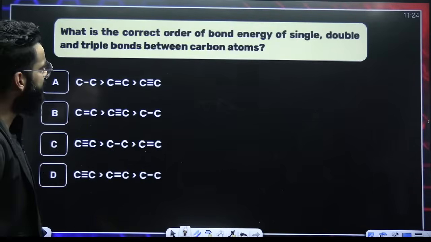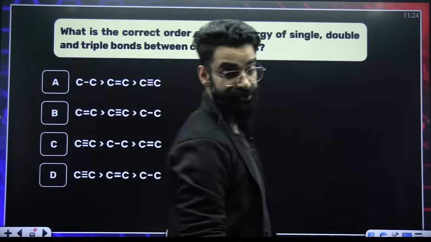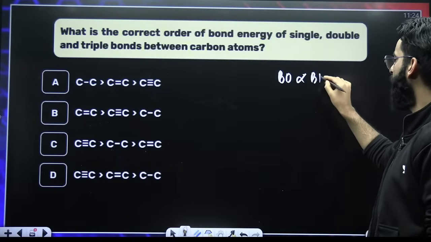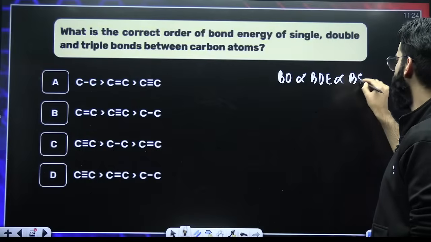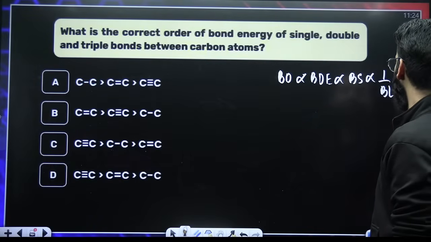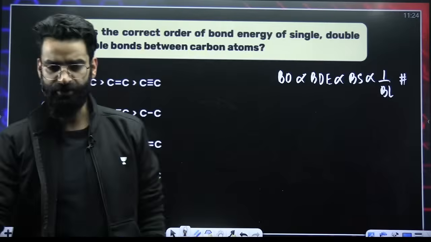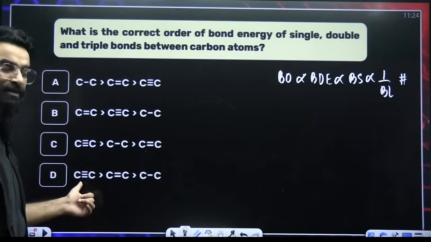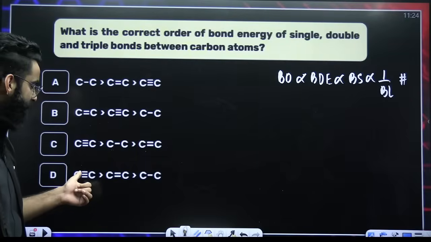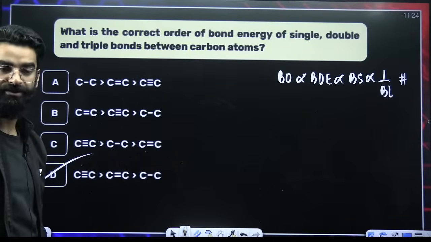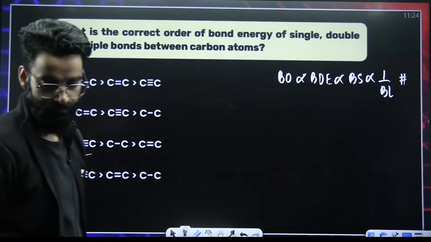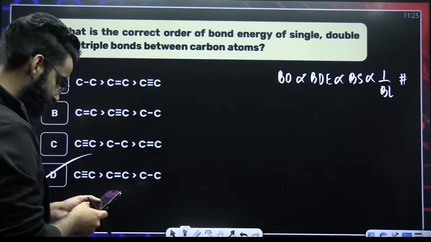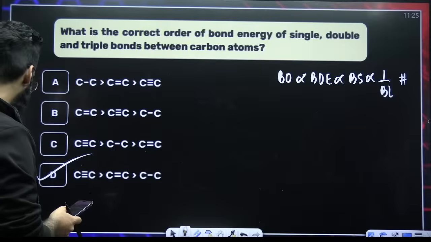Okay. What is the correct order of bond energy? You know, yesterday I've told you, bond order is directly proportional to bond dissociation energy, directly proportional to bond strength, inversely proportional to bond length. Bond order means number of bonds, correct? So more the bonds, more the bond strength, more the bond energy, right? So this, and this. This is the bond energy order. Perfect, guys.